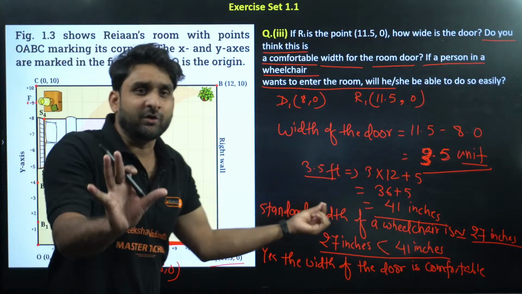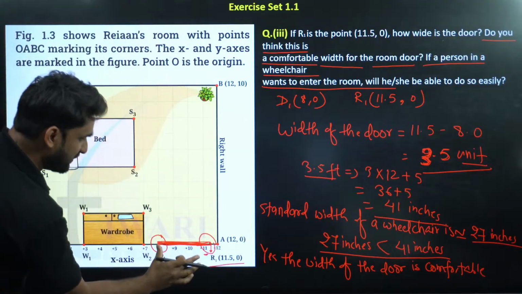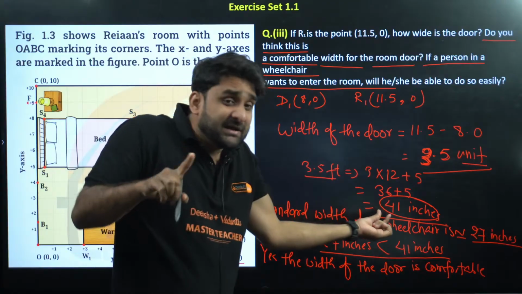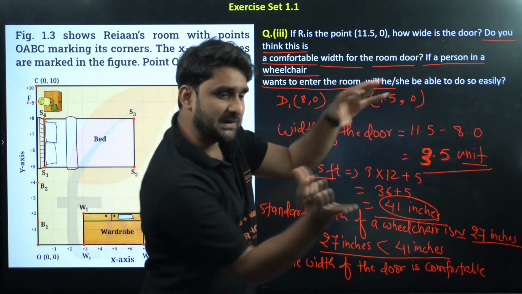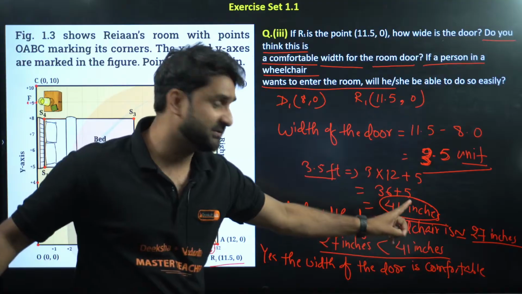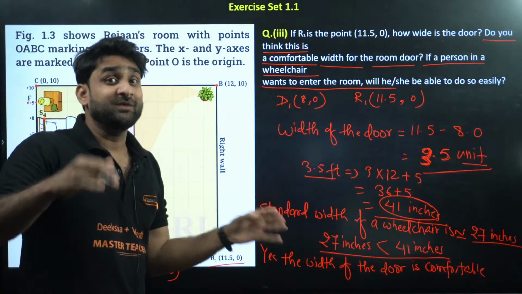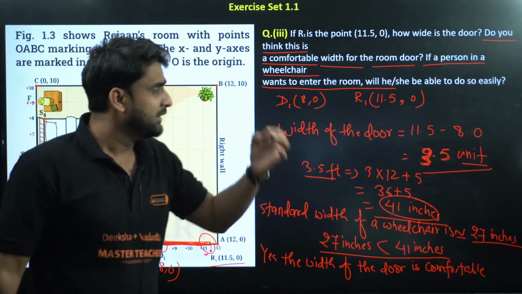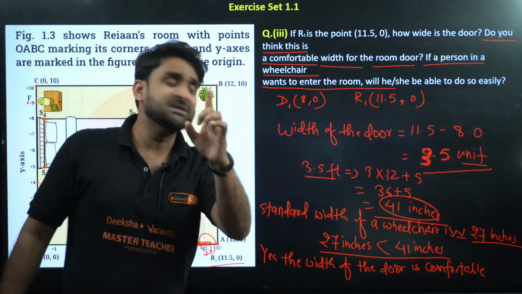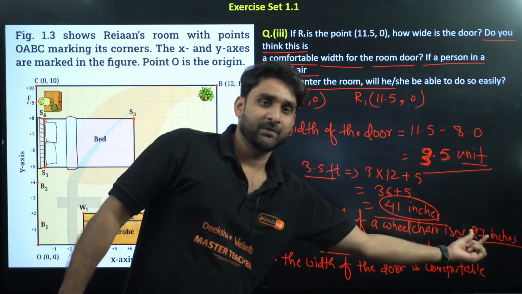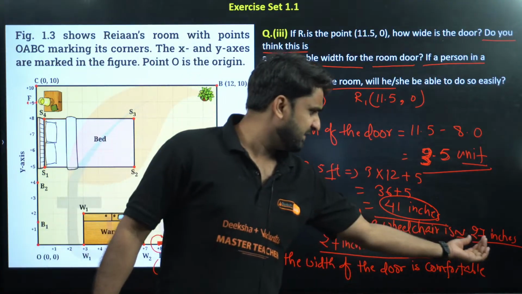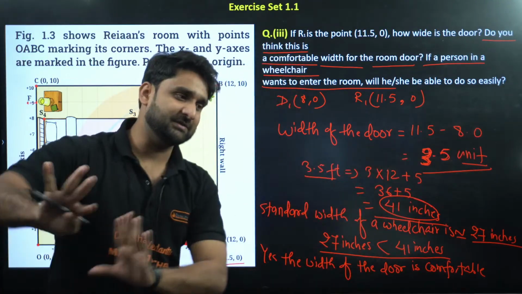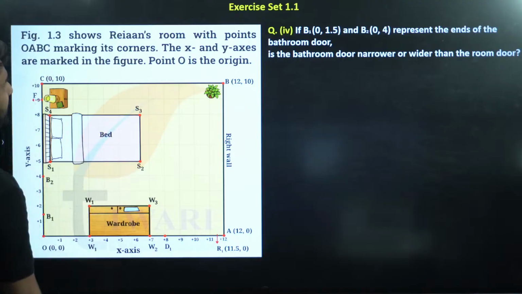So the width of this Rian's room is basically 41 inches. And the question is whether this width is enough to allow a wheelchair to comfortably enter and comfortably exit from this room. So now you need to Google what is the standard width of the wheelchair. You should know this information. I know this is a medical term. So the standard width of a wheelchair is all about 27 inches. So 27 inches is very much smaller than 41 inches. So a wheelchair can comfortably enter and comfortably exit from the room. This is correct. Moving to next.